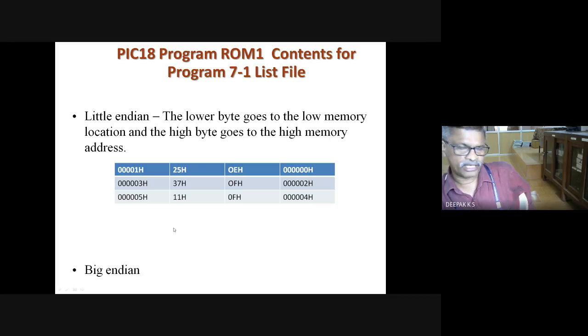When porting from one processor to another, a list file, one which is having a little endian thing and one which is having a big endian thing, you should be careful. This would have been the data and this would be the opcode. Otherwise, in another processor, maybe in 8051, I don't know how it is, it could be different.